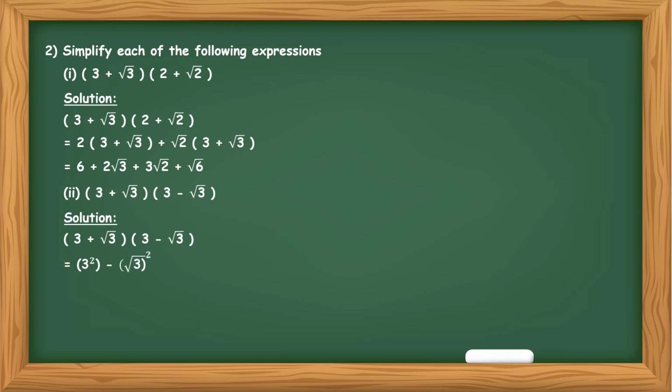So this one is of the form a plus b into a minus b. So a plus b into a minus b can be written as a square minus b square. So it is 3 square minus root 3 the whole square. So 3 square is 9 and root 3 the whole square is 3. So 9 minus 3 is 6.